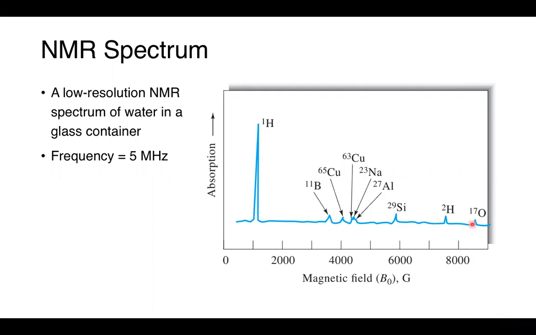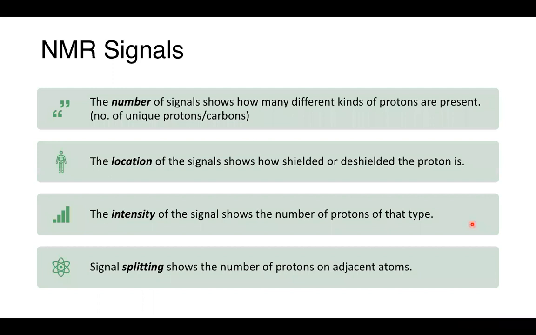Let's go across here. NMR signals: the number of signals shows how many different kinds of protons are present, i.e. the number of unique protons and carbons. So if we have 5 sets of peaks, that usually means that we have maybe 5 different carbon-hydrogen environments, or just hydrogen environments in general, if we're doing proton NMR. Maybe we only have 2 or 3, and that just tells us that we have different molecules.